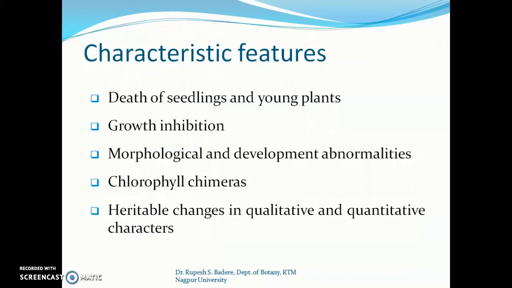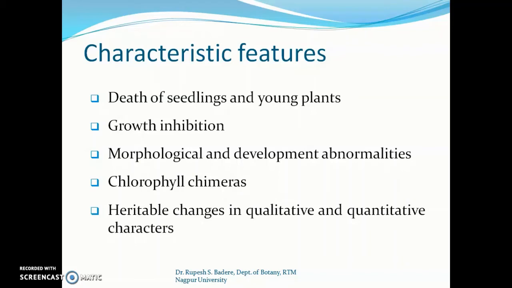Now this M1 generation has several characteristics which help you to confirm whether your mutagenization has been successful or not. First of all, that characteristic feature is that the death of seedlings and young plants occurs. So the mortality rate in the treated population is high compared to the control. Then you can also find stunted growth in the treatment population. A few plants you will observe which are stunted in growth.